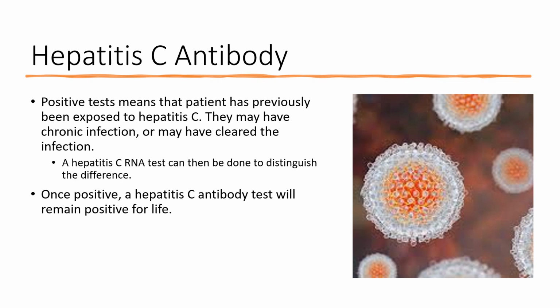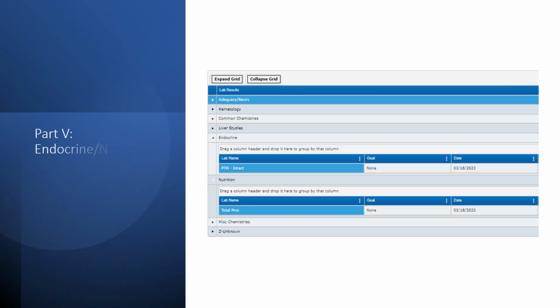If you need to know if someone has active versus former infection, you can screen them for the presence of hepatitis C RNA. If it's positive, then they have active infection. All right, we're moving right along. The next section is the endocrine and nutrition tests in Clarity.